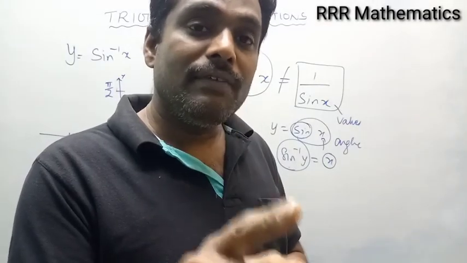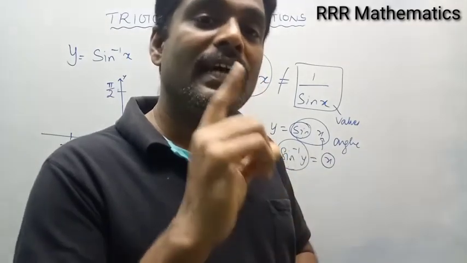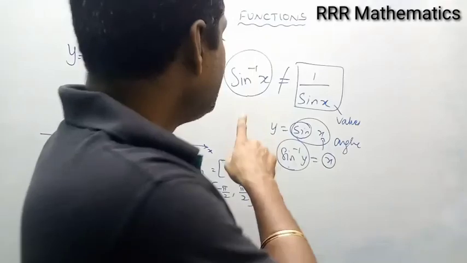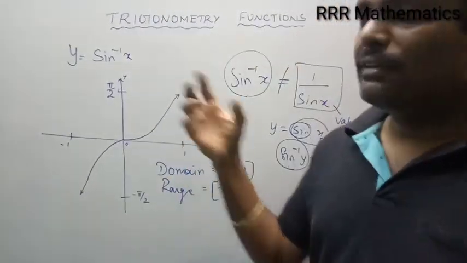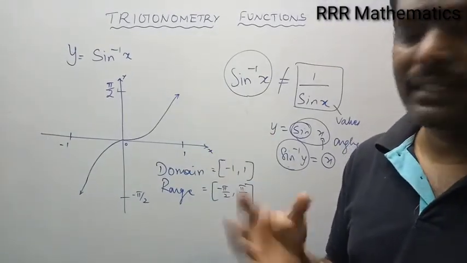We give 1 by sine x as cosecant x. It is a different function with a different structure and an extremely different output. Sine inverse x is not like that. Why am I telling this? Because of what x is in sine x, when you give different values for x.